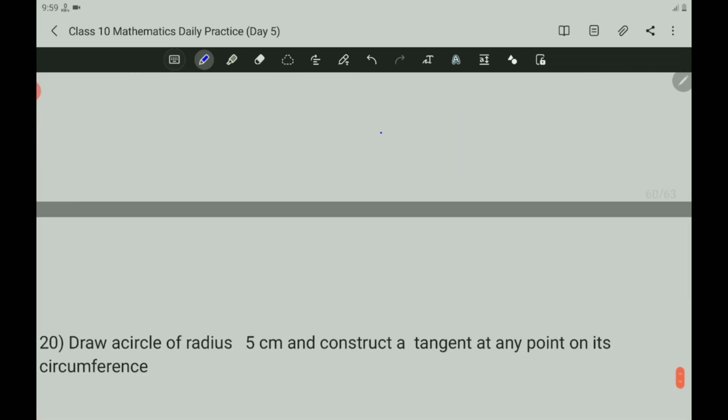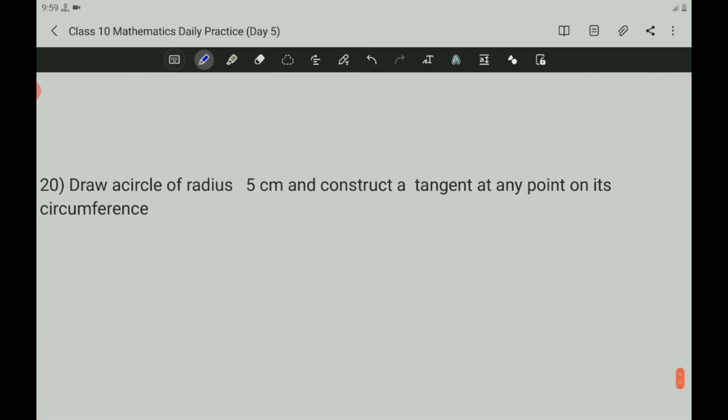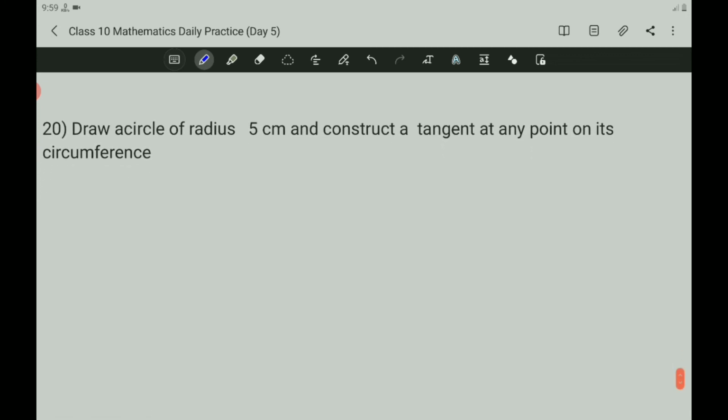Next, let us take the 20th question. Draw a circle of radius 5 cm and construct a tangent at any point on its circumference. This is also discussed in the previous question papers. Children, go through the previous question paper and solve it. And now let us discuss in graph. Here you must need the compass, scale and pencil.